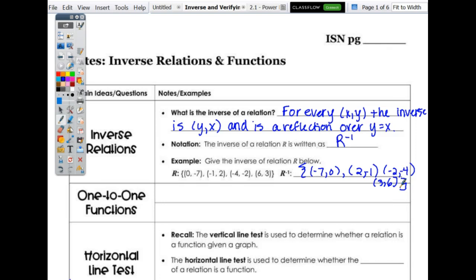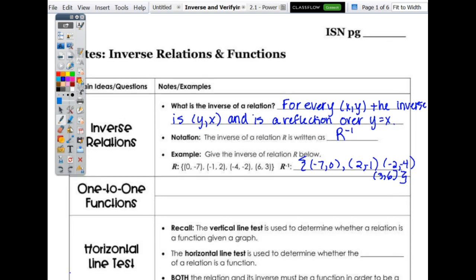Okay, so for every relation, the x and y, to find the inverse, we just switch the x and the y. So this is a relation. And a relation, when we can list the points, we can just flip the x and the y. The relation is written as r to the negative 1, and that means the inverse. It doesn't mean put 1 over r like a negative exponent.